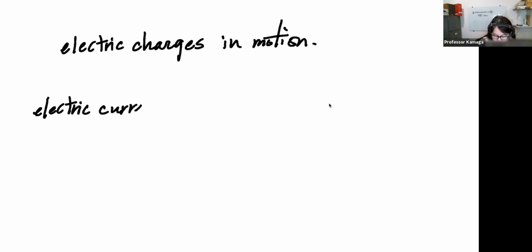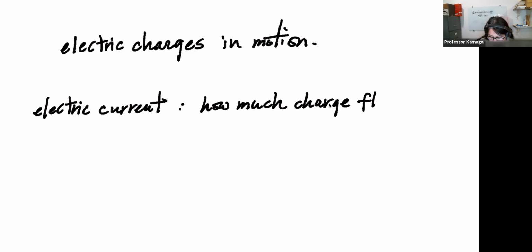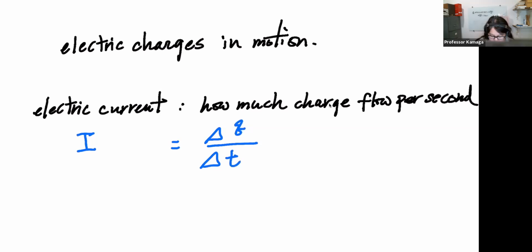Electric current measures how much charge flows per second. So how fast, how much charge flows. We typically use I for current, and that equals the change in how much charge flows per time period.